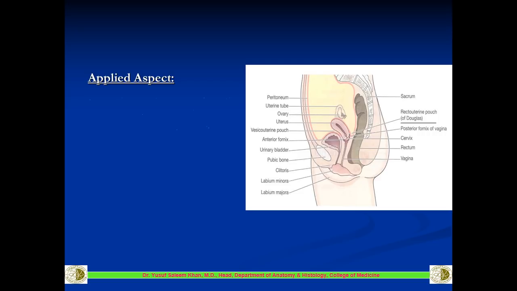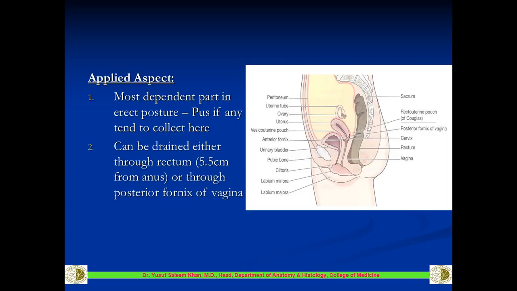So the applied aspect is, one, it is the most dependent part in erect posture, and if there is any kind of pus or fluid, then it will be collected when the person stands. So this can be easily drained because it is very close to the rectum, almost 5.5 centimeters from the anus. So you can put a needle from the anus and drain this pus into the anus, or the posterior fornix of the vagina. Through the posterior fornix of the vagina, the pus can be drained here.